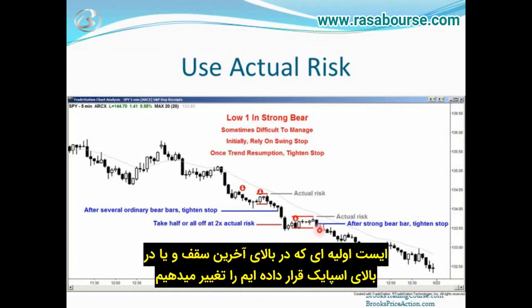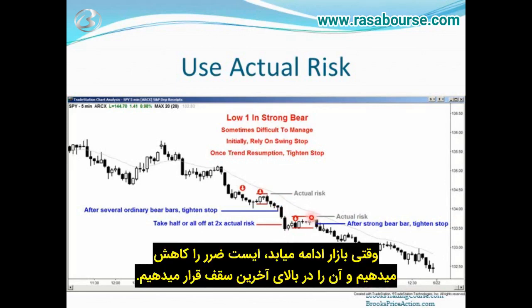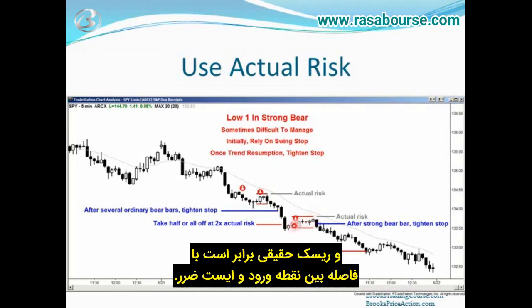You'd move the stop from above the most recent higher high, or the top of this new bear spike, to above this lower high. I said higher high, I meant lower high. Anyway, as the market's resuming down here, you tighten your stop over to here, and you could calculate your actual risk. And your actual risk was from your entry price, 1 tick below this bull bar, to 1 tick above this lower high.